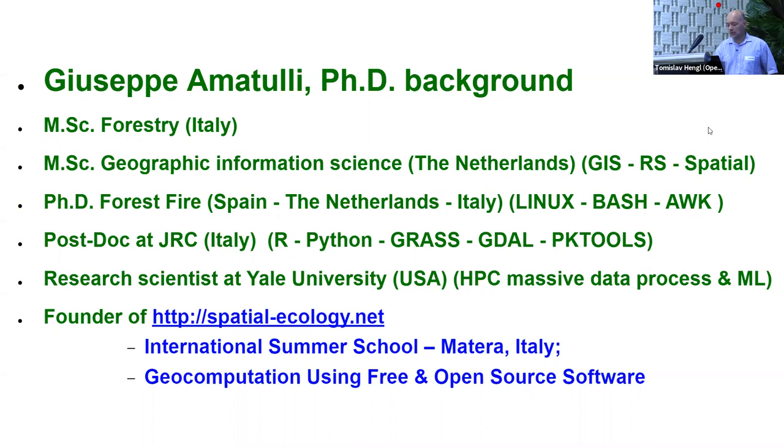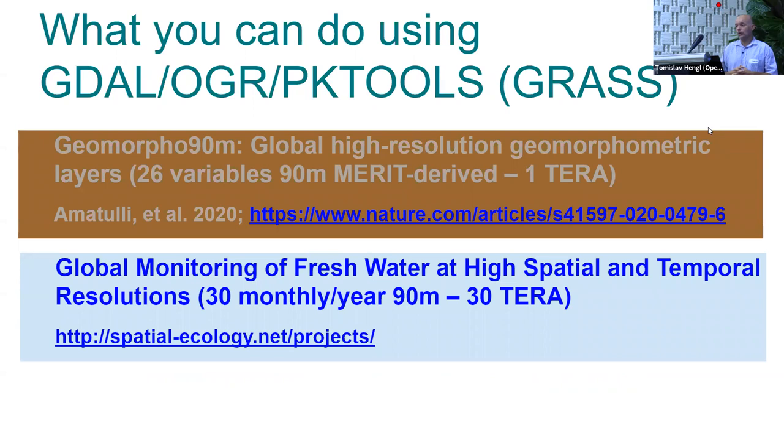So now we go into the topic: what we can do with GDAL and PKTools, and between brackets I say also GRASS, because some parts I did in GRASS. We can see mainly two subjects: the geomorphometric 90 meter layers, which I'm going to talk about right away, and then the global monitoring of freshwater. This is a project that has been running for 2 years. Now you can see the full publication in Nature Scientific Data, and 1 terabyte of data set has been released.